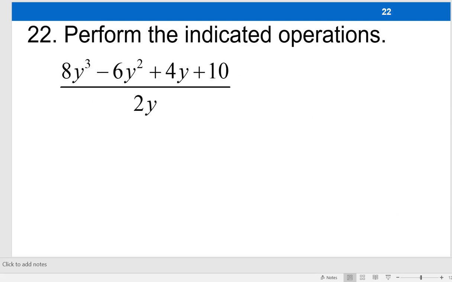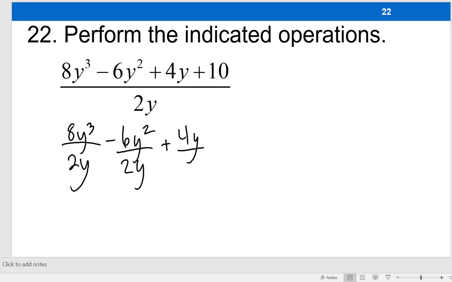Okay. This is something we didn't go too much into, but basically when I have this whole group being divided by 2y, I can separate this. This really means 8y to the 3rd over 2y minus 6y squared over 2y plus 4y over 2y plus 10 over 2y. So I basically can take this 2y and I can distribute the division across each of these terms.